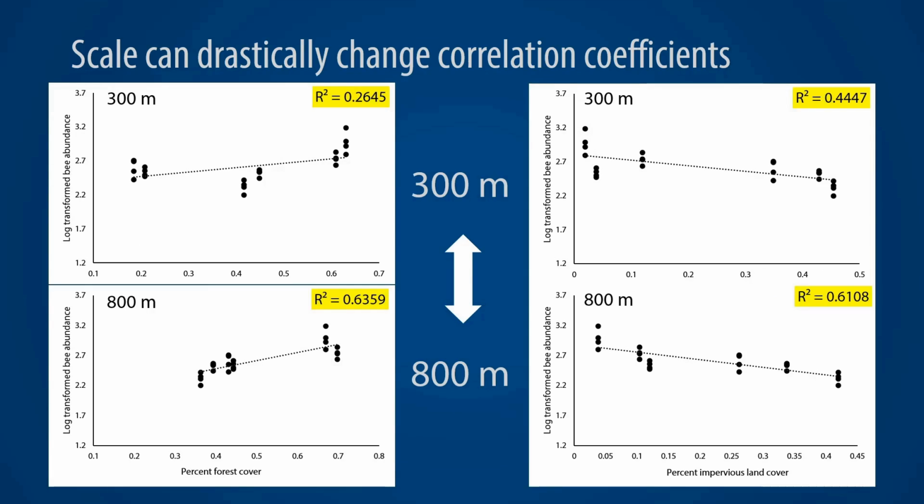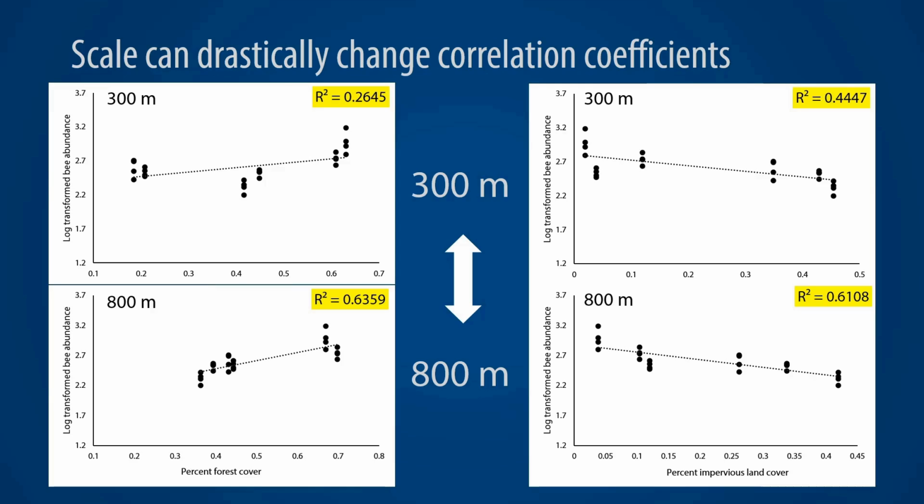Well, scale had a noticeable impact on the strength of the correlation. On the left, you have the correlations between bee abundance and forest cover, and on the right, between bee abundance and impervious land cover. And then it's split up by 800 meters on the bottom and 300 meters on the top. Now you can see that the correlations at 800 meters are a lot stronger than at 300 meters, with around a 0.63 for the R-squared value compared to a 0.26 for forest cover.